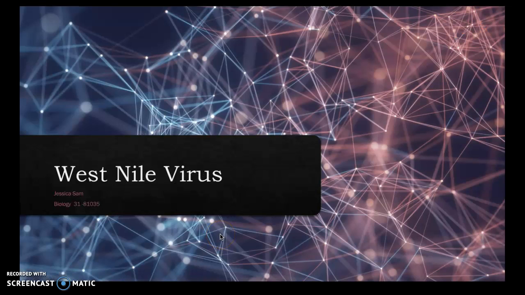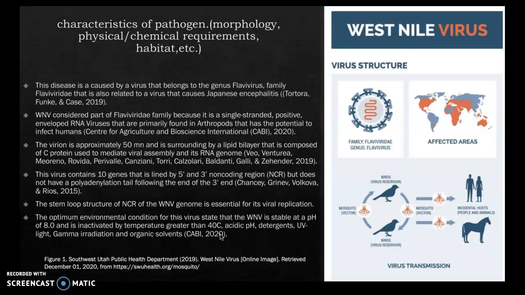Hi, we're going to talk about the West Nile virus. Essentially, the first documented case of the West Nile virus was in Uganda, East Africa in 1937. From 1937, the virus has spread to different continents and has affected the locals in those regions.